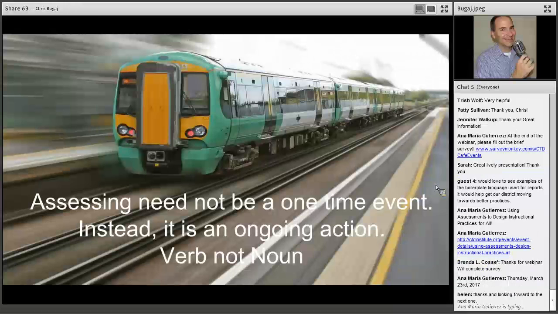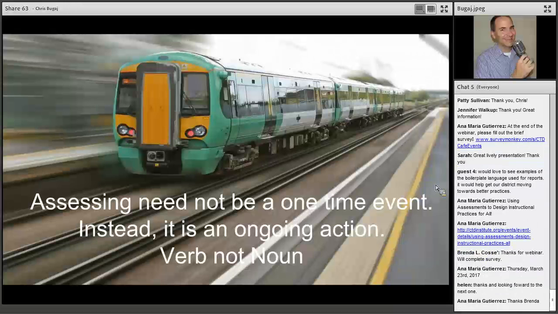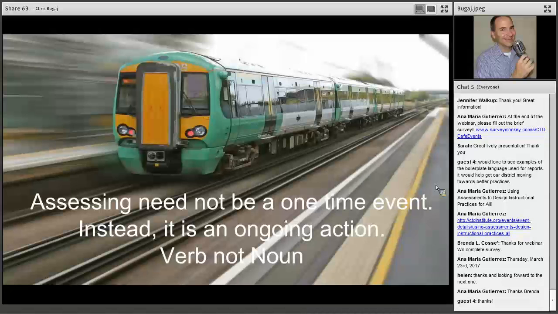All right, guest 4. That's good advice. I'd love to see examples of boilerplate language used for reports. So I'll put a little bit in there about how you could request assessments, but then how to actually write the reports. Again, it's so variable based on what a student needs. But maybe keeping it to options that you're just providing instead of recommendations might be an example there or strategy for you to use.